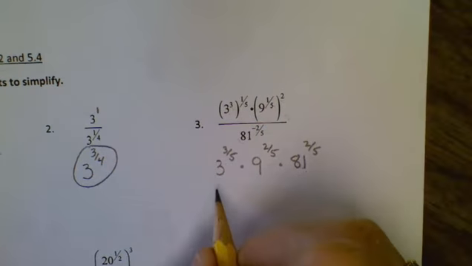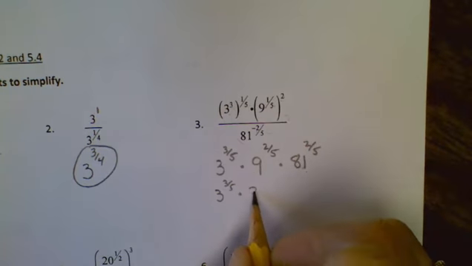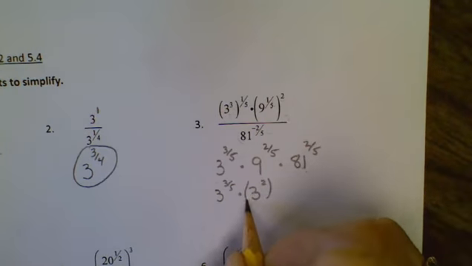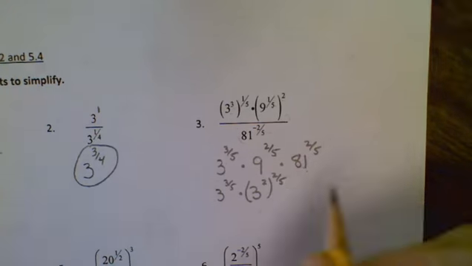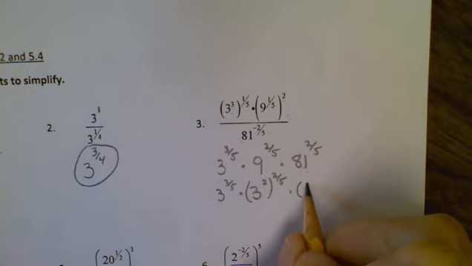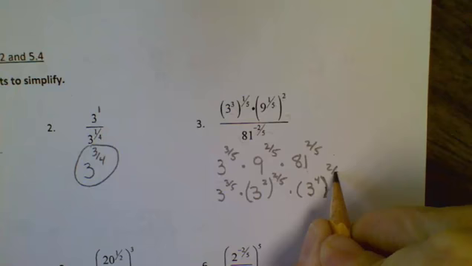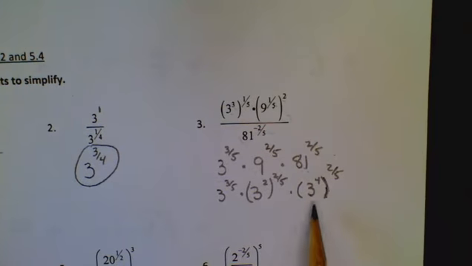But I can get the 9 to have a base of 3 by saying 9 is 3 squared. I haven't changed anything. I'm still writing 9 raised to the 2/5. 81 is 3 to the 4th power. So I'm going to write 81 as 3 to the 4th raised to the 2/5. Again, I haven't changed anything. That's still 81 raised to the 2/5.